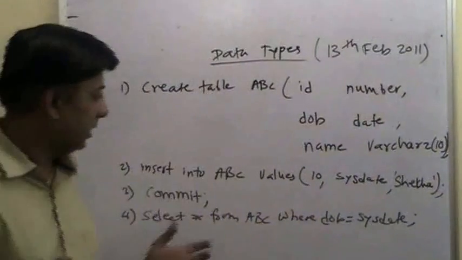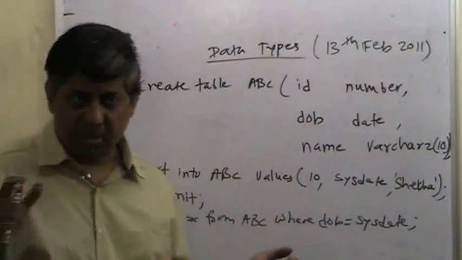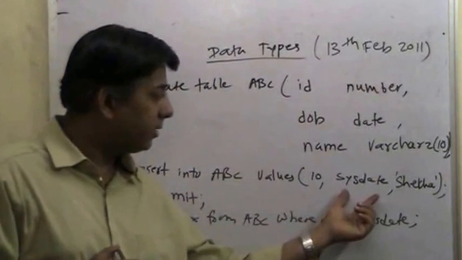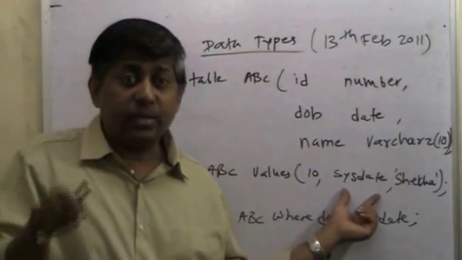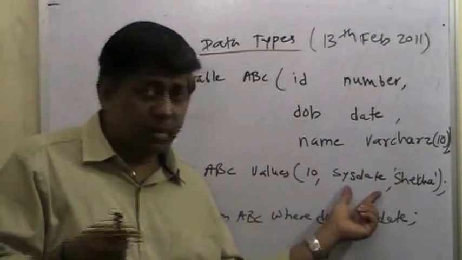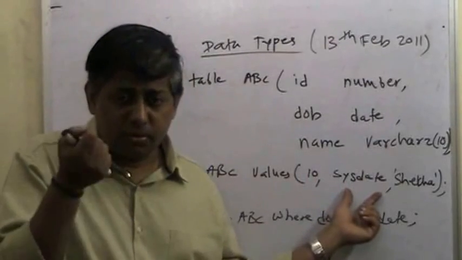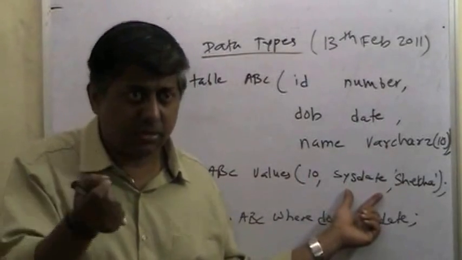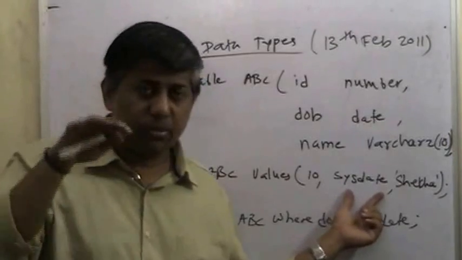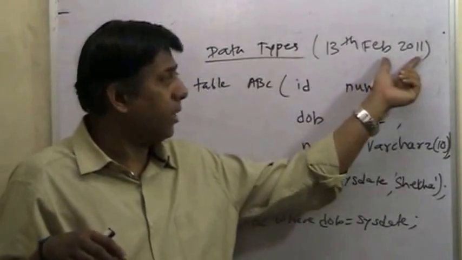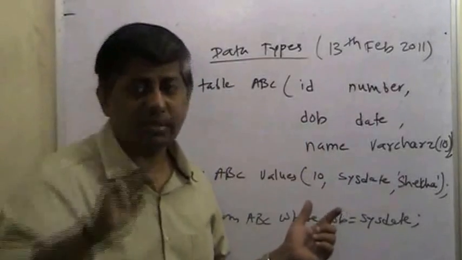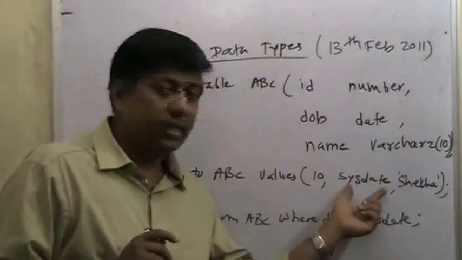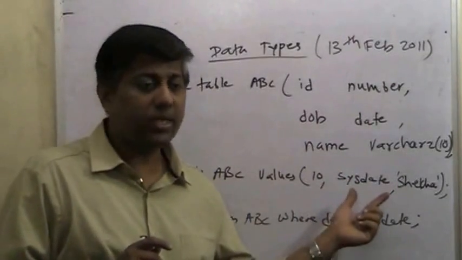Your answer is correct. Time also saved, because of the time constraint. When I entered sys date, I am not just entering the date, I am entering date as well as time. So when this was entered, maybe it was 3 o'clock in the afternoon, 20 minutes and 25 seconds. That is the time that was inserted: 13th of February 2011, 3 o'clock in the afternoon, 20 minutes and 25 seconds. Date as well as time.